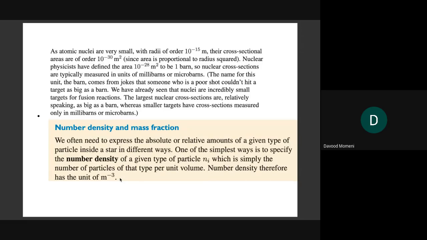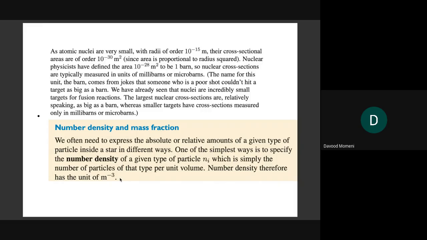Nuclear physicists don't use 10 power minus 30 or something like that. They define 10 power minus 28 meters squared to be 1 barn. So the usual cross section is 0.01 barn. So nuclear cross sections are typically measured in units of millibarns, microbarns, or whatever.